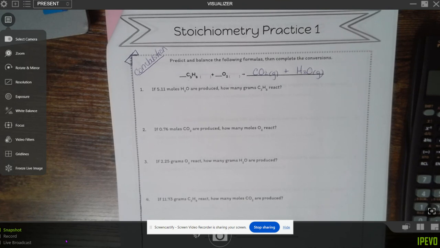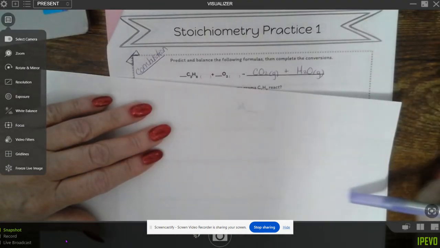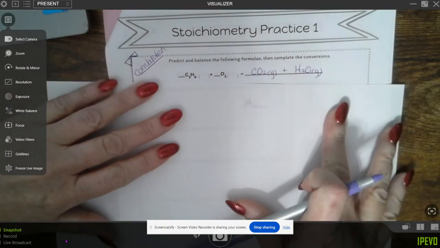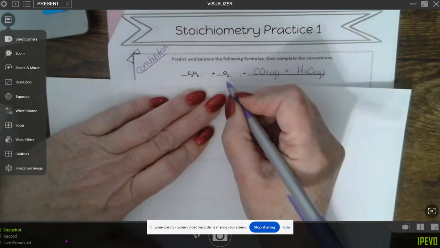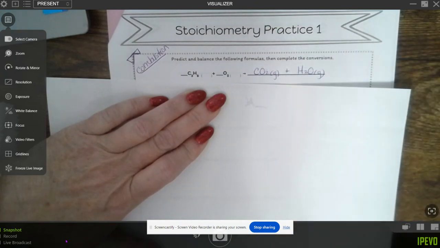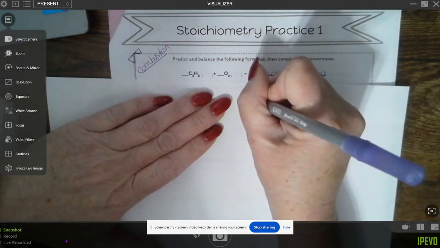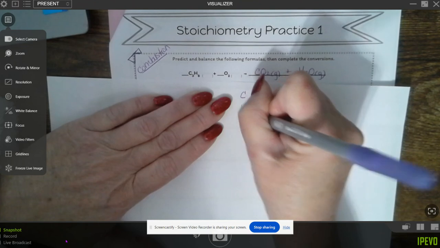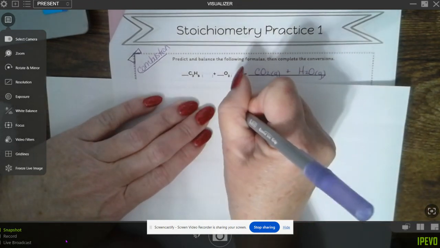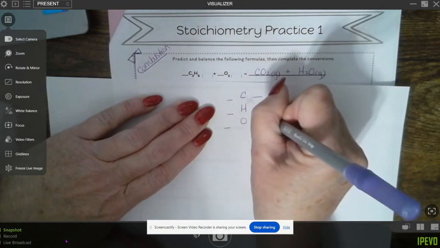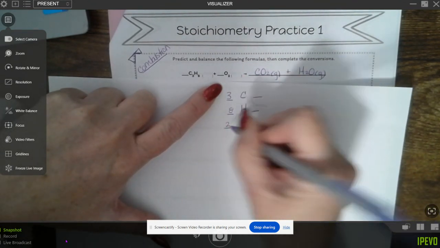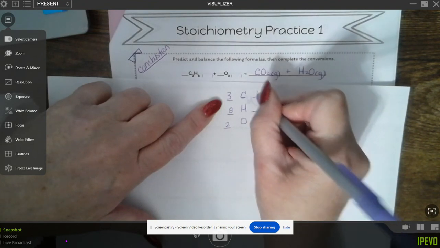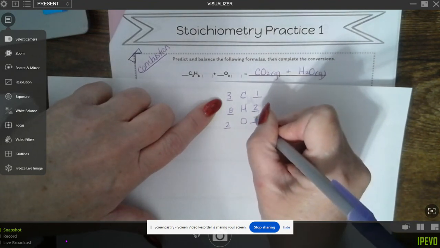So let me find a piece of scratch paper. All right, so let's see. We have C3H8 plus O2 results in carbon dioxide and water. Okay, so I have carbon, hydrogen, oxygen. On this side, I have 3 carbon, 8 hydrogen, 2 oxygen. On the other side, I have 1 carbon, 2 hydrogen, 3 oxygen.